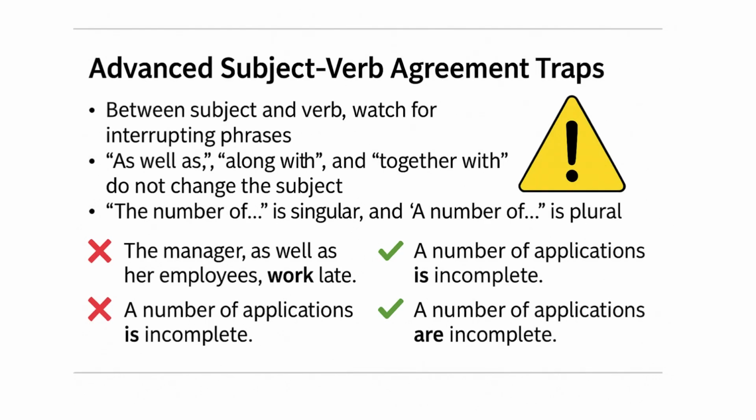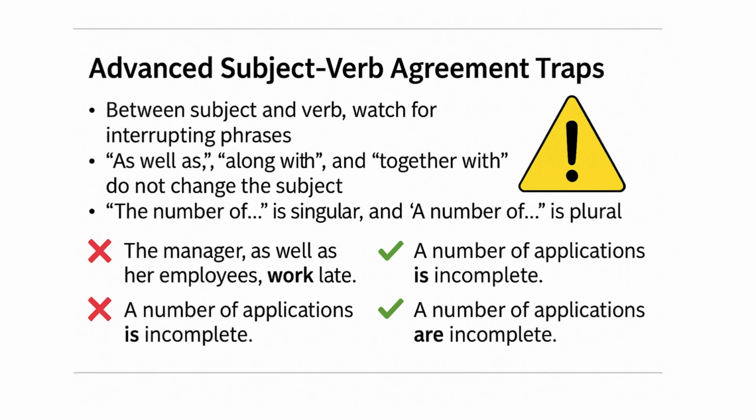Now let's take a closer look at some advanced subject-verb agreement traps that often appear on the SAT. One of the most common issues is interrupting phrases. These are parts of a sentence that come between the subject and the verb. Even if extra words appear in the middle, the verb must still agree with the original subject. For example, the manager, as well as her employees, works late. The phrase, as well as her employees, does not change the subject. The true subject is still the manager, which is singular, so the verb should also be singular: works.